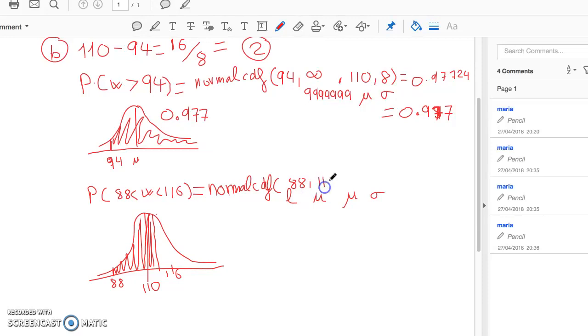The highest value 116, the mean 110, and the standard deviation is 8. Using the calculator, you will get the value of 0.77039 and so on. We want 3 significant figures, so we have the 7, one more. That's the three significant figures. That is my answer.